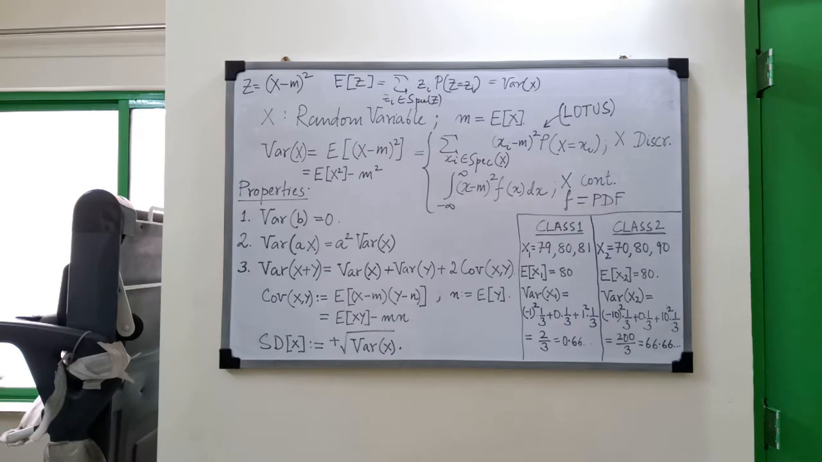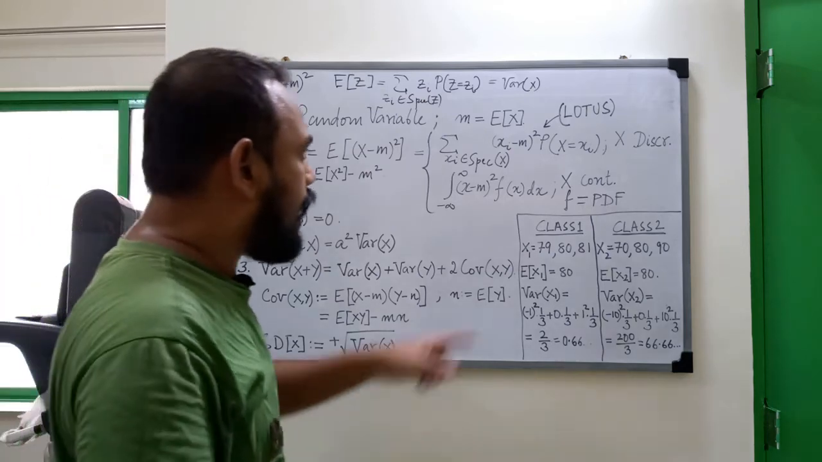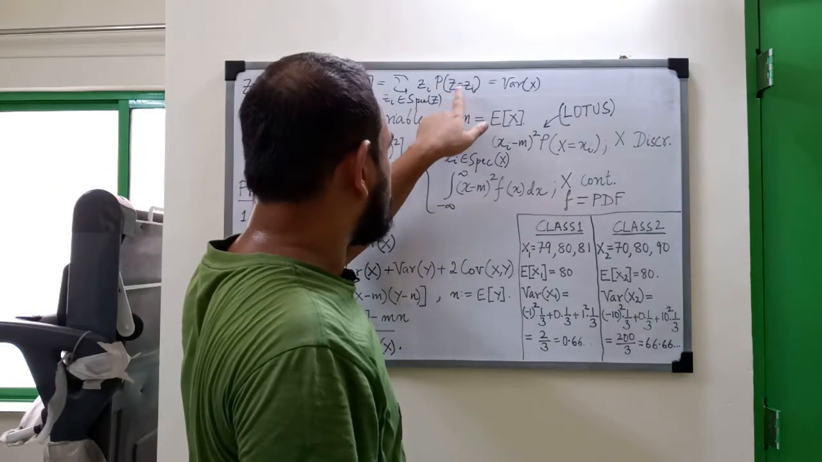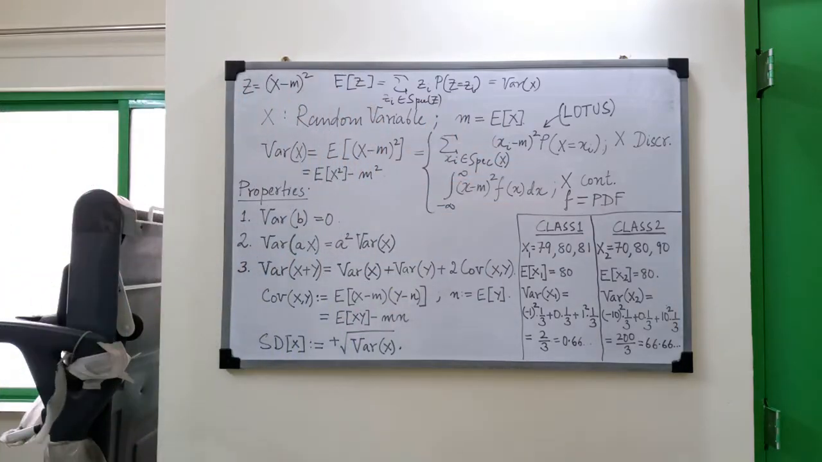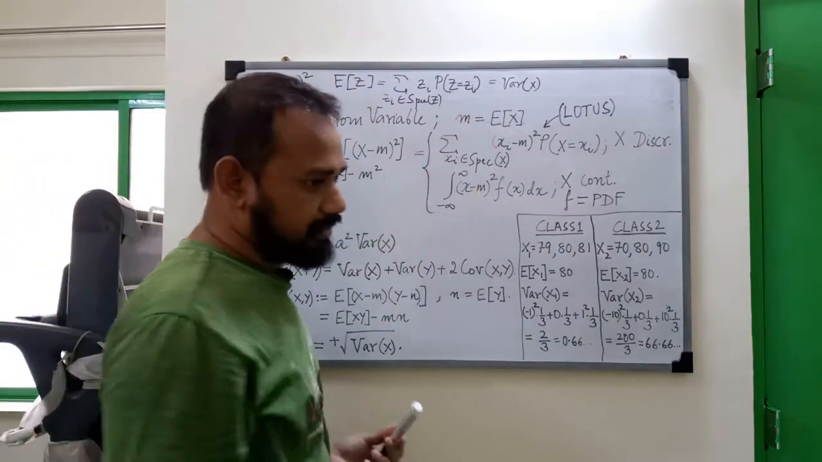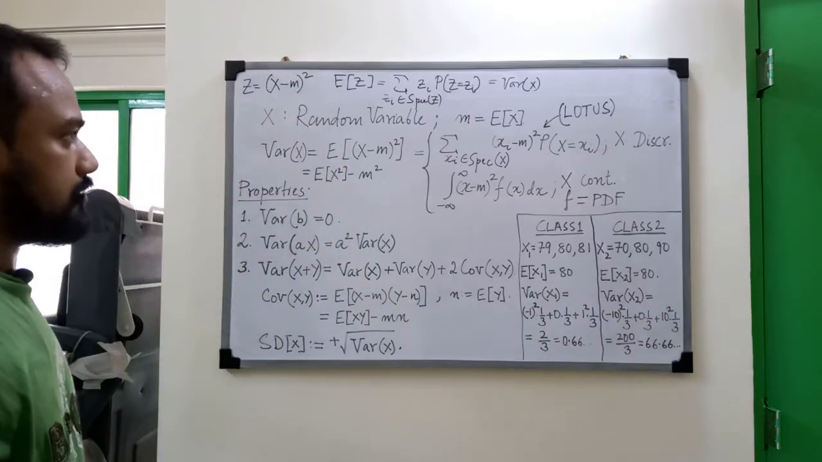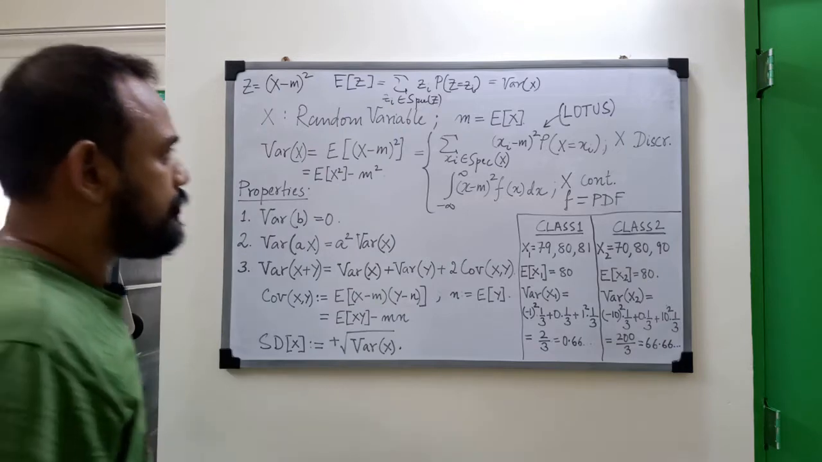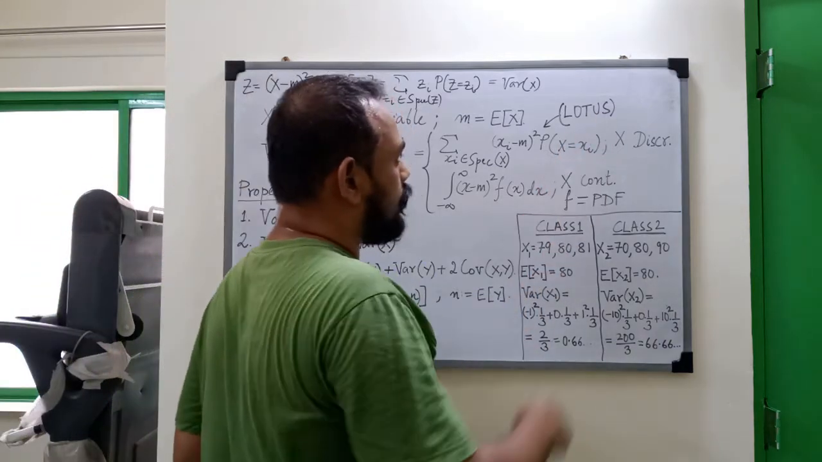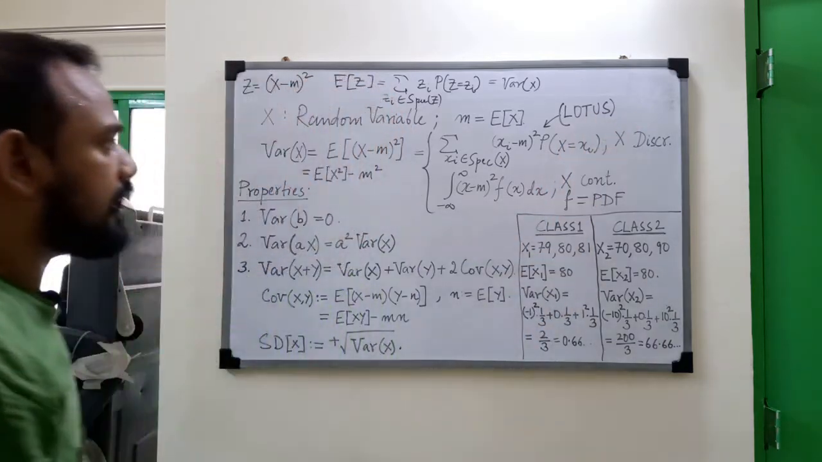So what's the problem here? Why are we not taking this in the formula but taking this? Because the two sums come out to be the same, okay? And that's what I refer to as LOTUS, okay? The full form of LOTUS is the law of the unconscious statistician, okay?